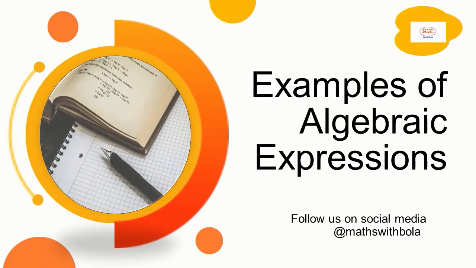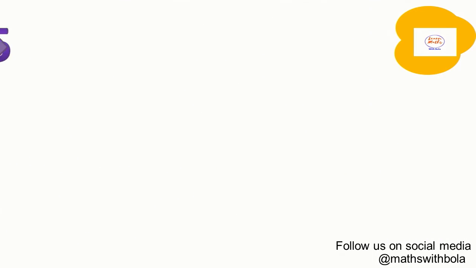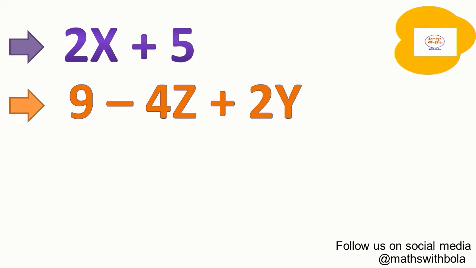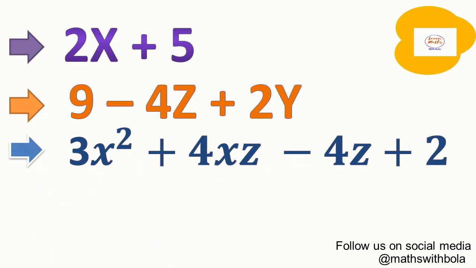So let's go on and look at some examples of algebraic expressions. So we have 2x plus 5, 9 minus 4z plus 2y, 3x squared plus 4xz minus 4z plus 2. Then we have 6x raised to power 4. So these are examples of algebraic expressions in various forms.